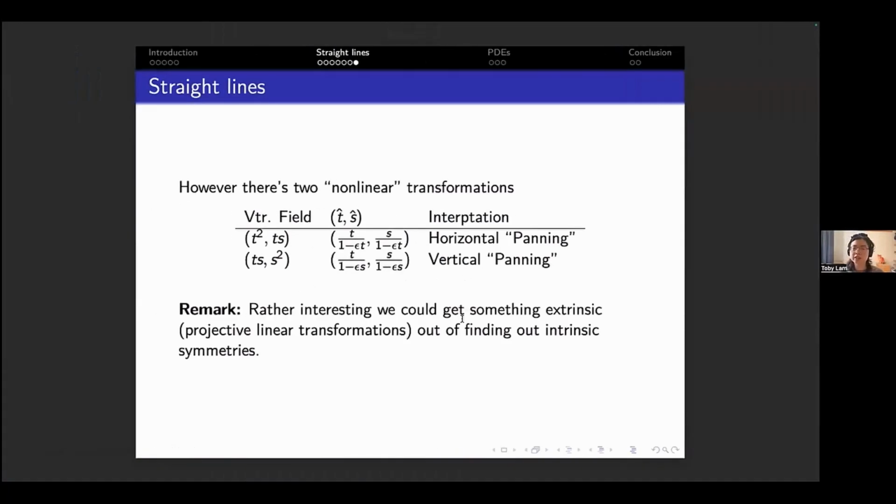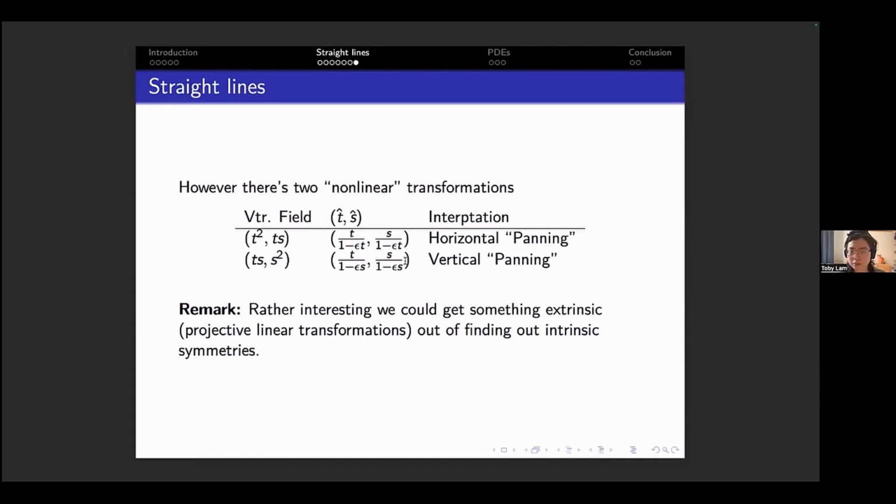So it's really rather interesting that we get something extrinsic. Previously we were just considering the real plane. Now we actually have to think about three-dimensional matrices. We have to think about projective linear transformations. And we can actually deduce this extrinsic sort of transformation just from thinking about the real plane. When we're deducing these symmetries, we never considered that we might be living in a three-dimensional space, right? All of these calculations are done in two dimensions only.